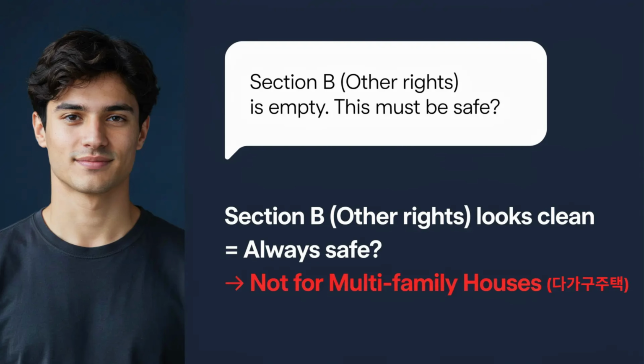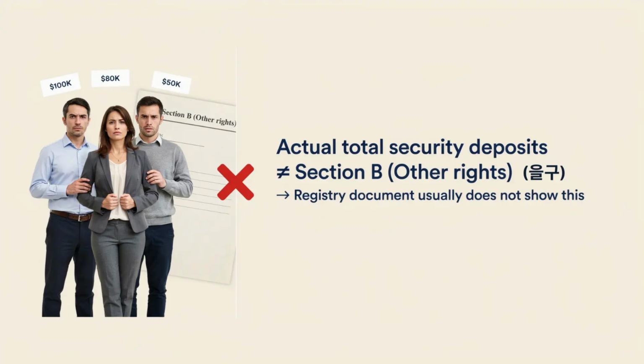An empty Section B, Other Rights, usually looks safe. But multifamily houses are different. Multiple tenants live in a multifamily house. In most cases, Section B, Other Rights, does not show the security deposits already paid by those tenants. Even if Section B, Other Rights, looks clean, the actual situation may be dangerous. A separate video covers how to check this.